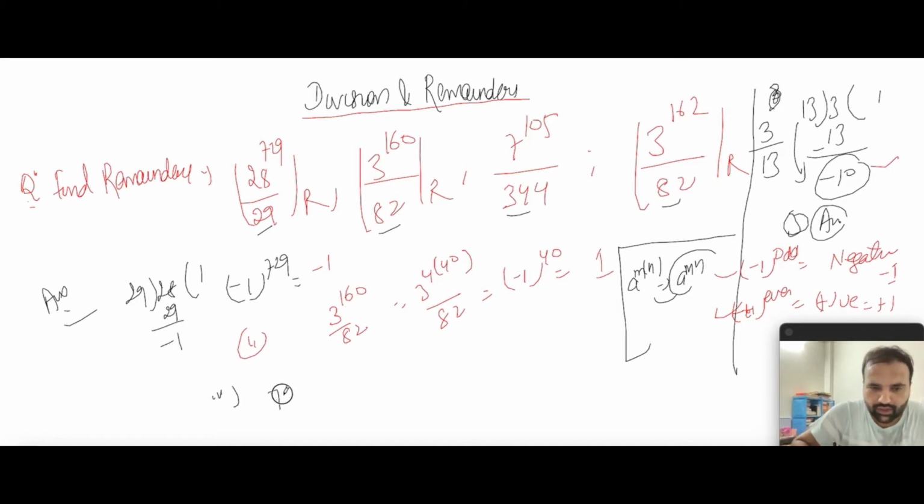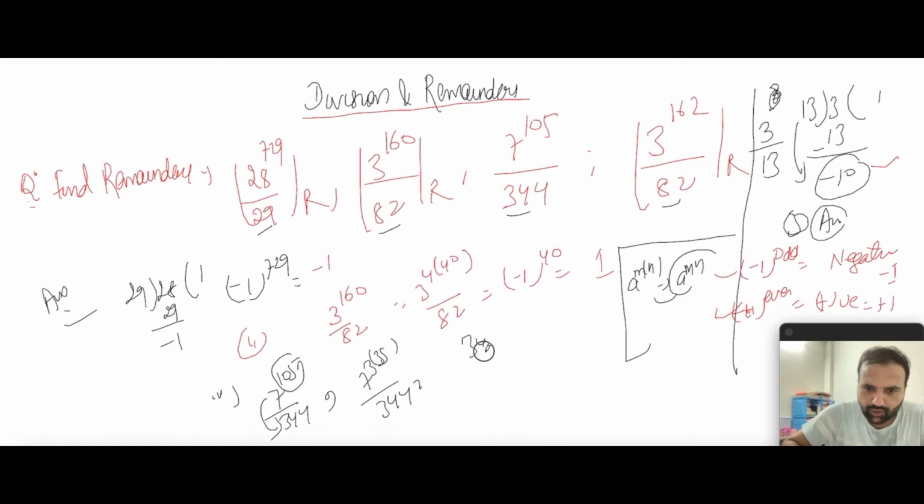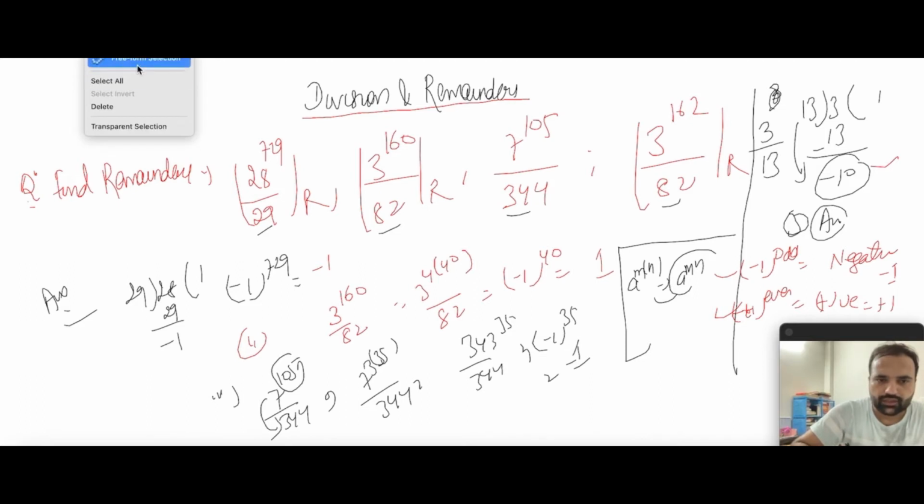The third one is 7 to the power 105 by 344. Again, we have to ensure that this numerator would be in some form related to the denominator in the closest possible way. So 7, 7 is 49, and 7 more would be 343. So we can get 7 cube. Again, we are taking 3 out of this 105, so what would be left behind? We would be left with 35. And we have 343 by 344, and we have power 35. So we have minus 1 to the power 35, which is minus 1.